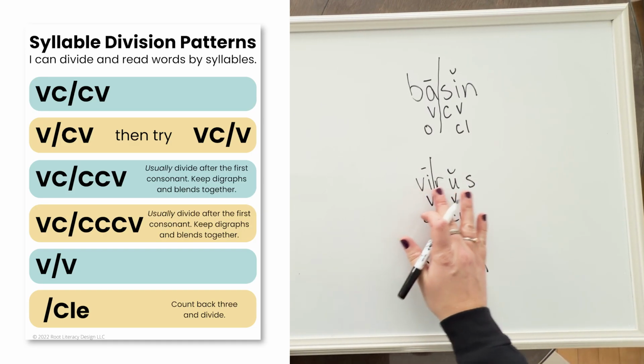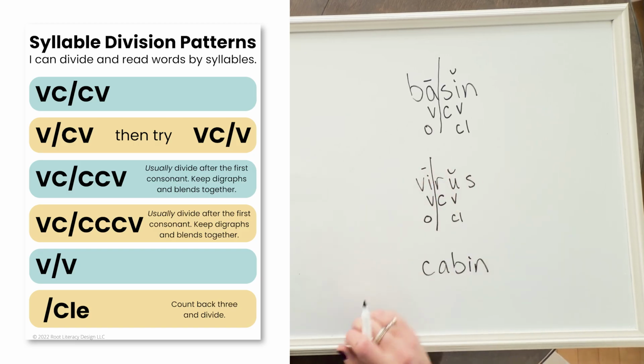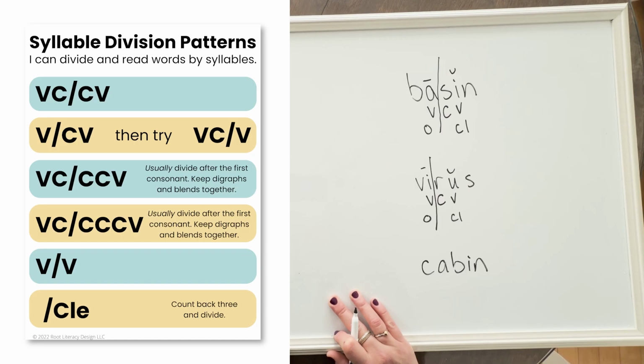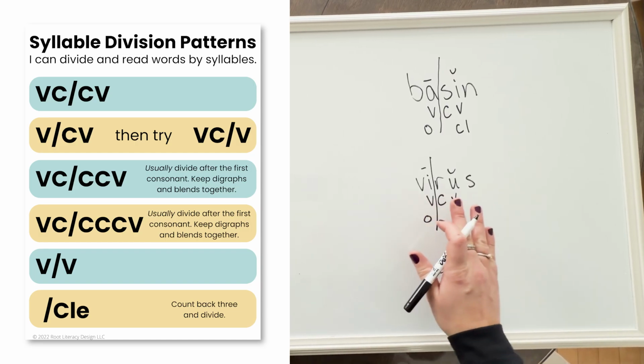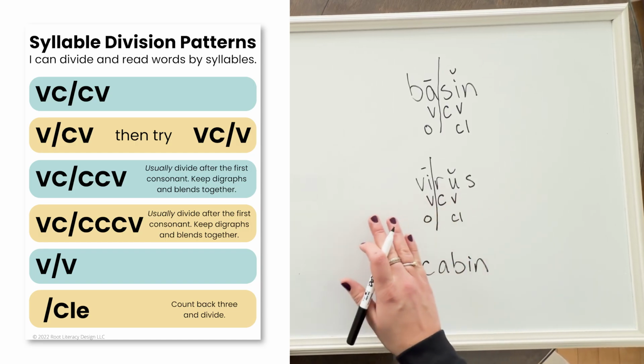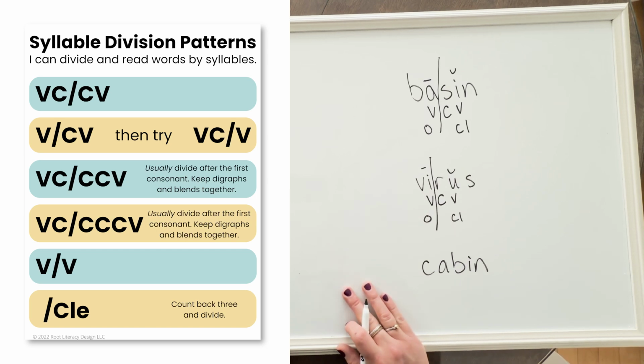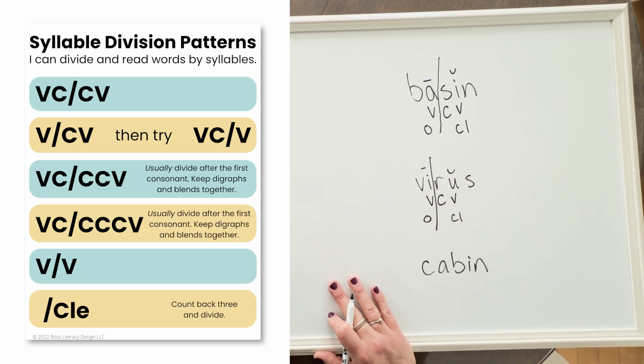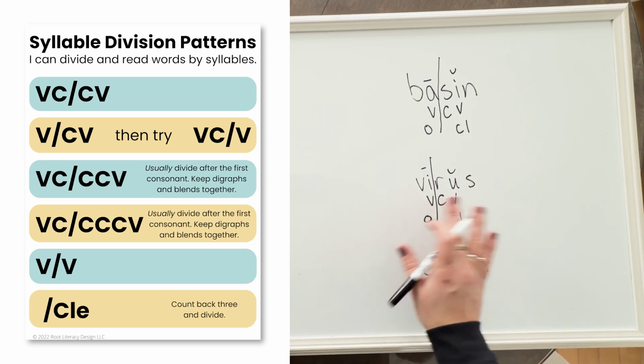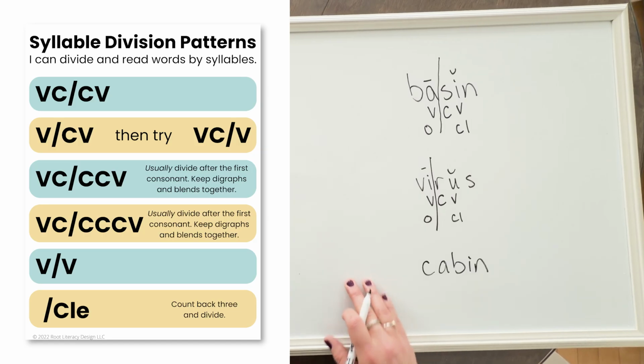So the word is virus. IR is not acting as an R controlled syllable type. So if you follow the syllable division pattern and break it after the first vowel, that's how you'll tell that the word is virus and not virus.